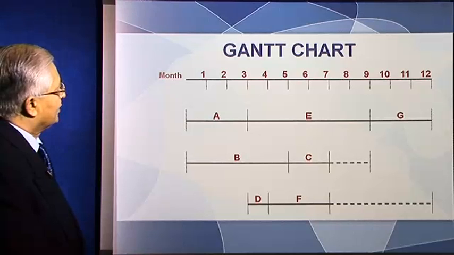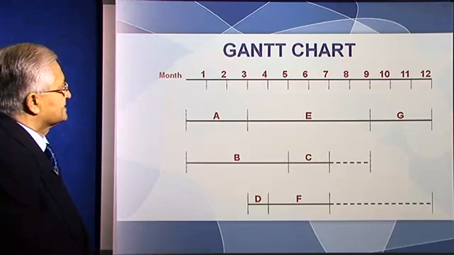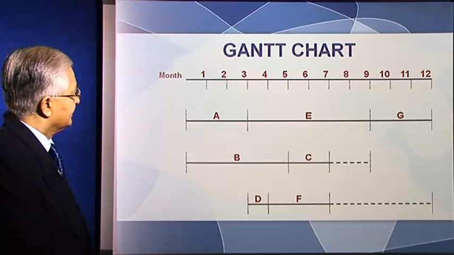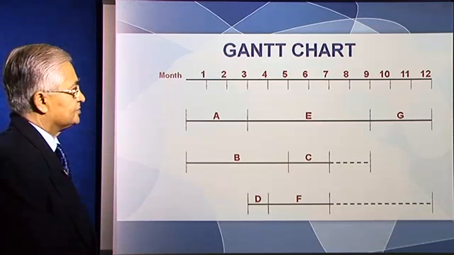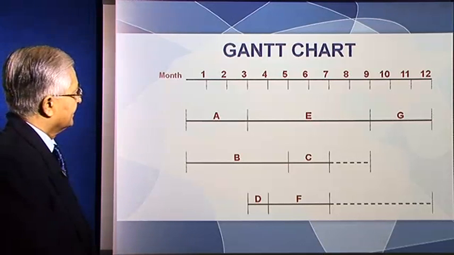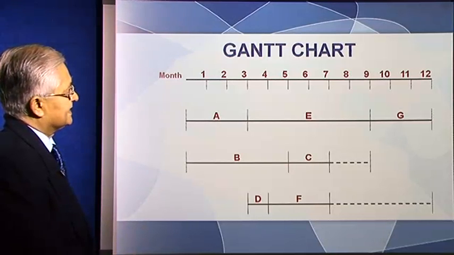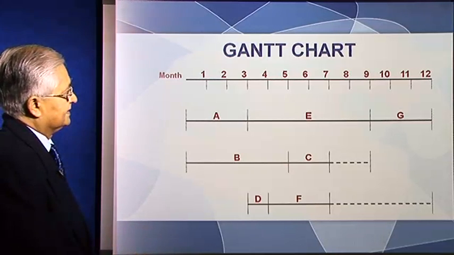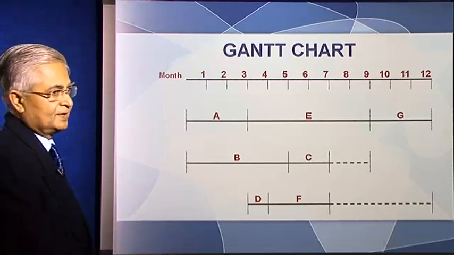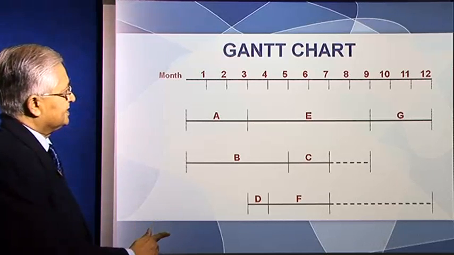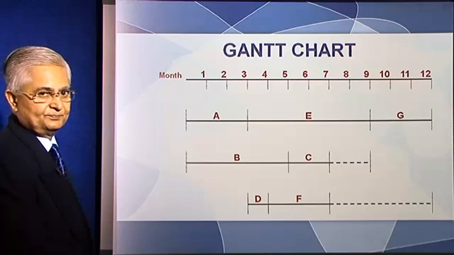On the top you have the schedule, months from 1 to 12. Now activity A, you will recall, takes 3 months. E starts after A is over and takes 6 months. G starts after E is over and takes another 3 months. So for A, E and G to be over, it takes 12 months.